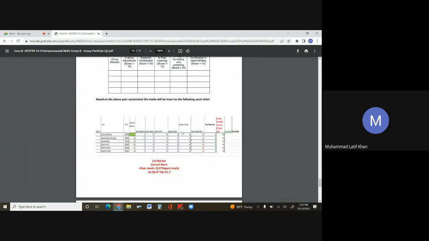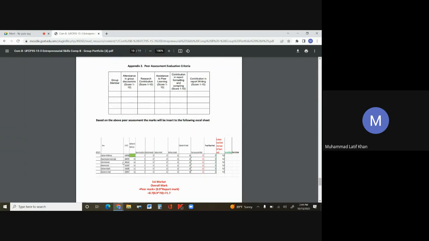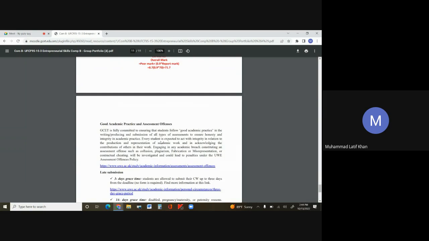In the next class, I'm going to tell you about the peer review form. Still, we have sufficient time, Inshallah, don't worry about this. So I will tell you, and based on this form you need to fill this Excel sheet, and you need to submit both along with your final report or portfolio.